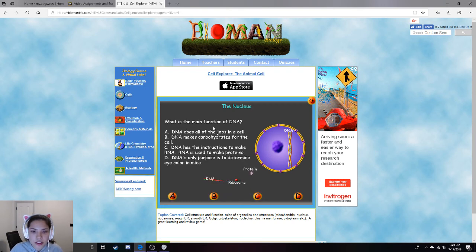What is the main function of the DNA? The DNA does all the jobs in the cell. The DNA makes carbohydrates. DNA has the instructions to make RNA, and RNA is used to make proteins.